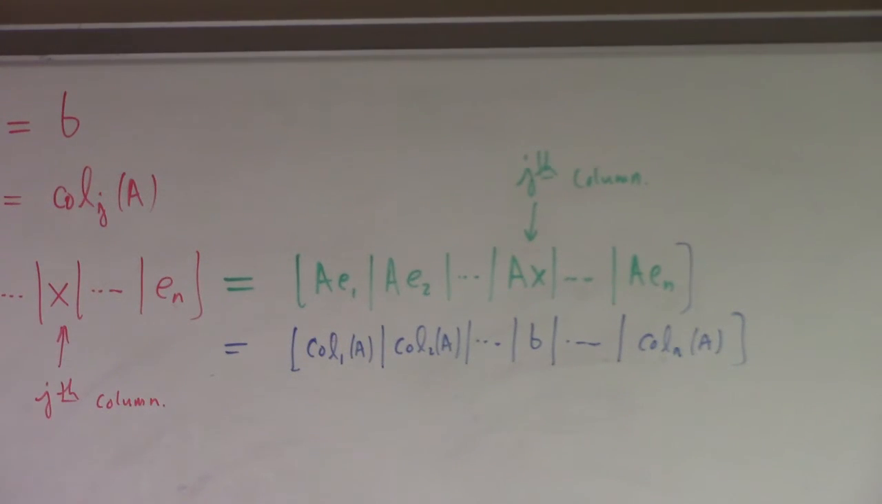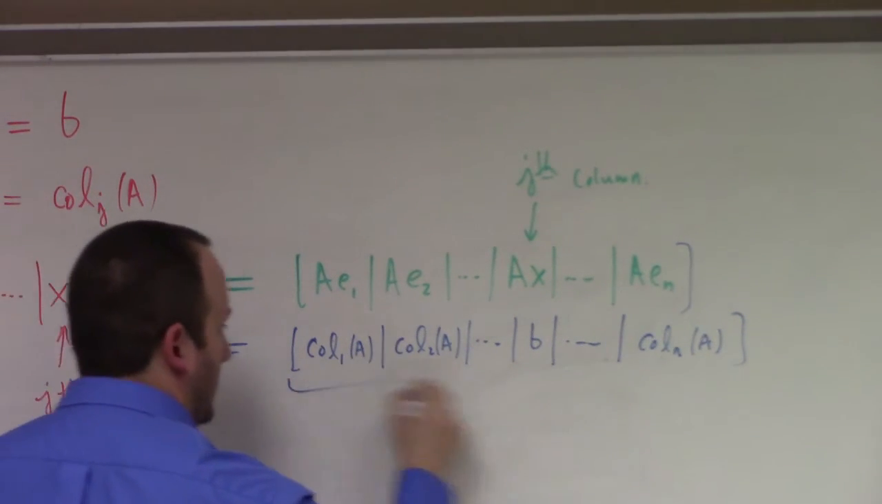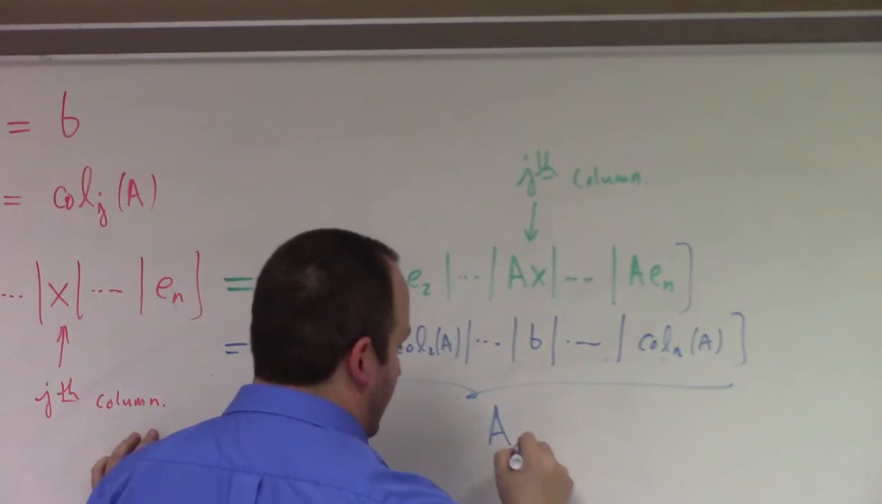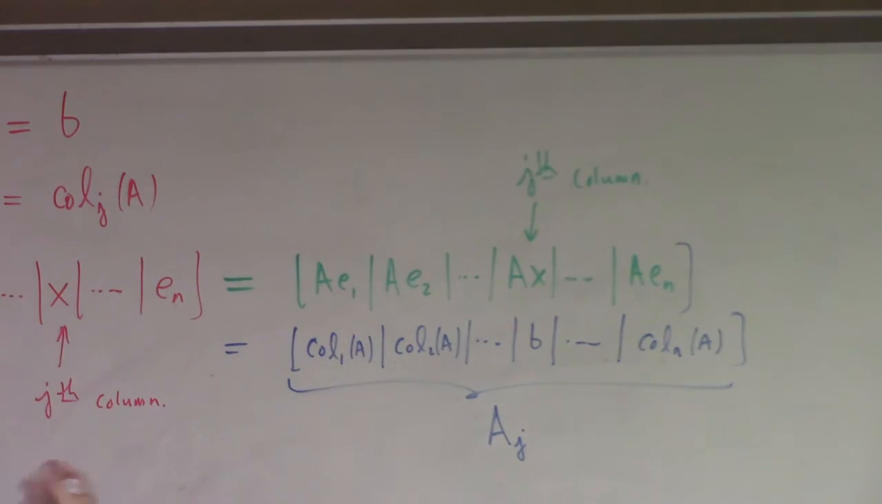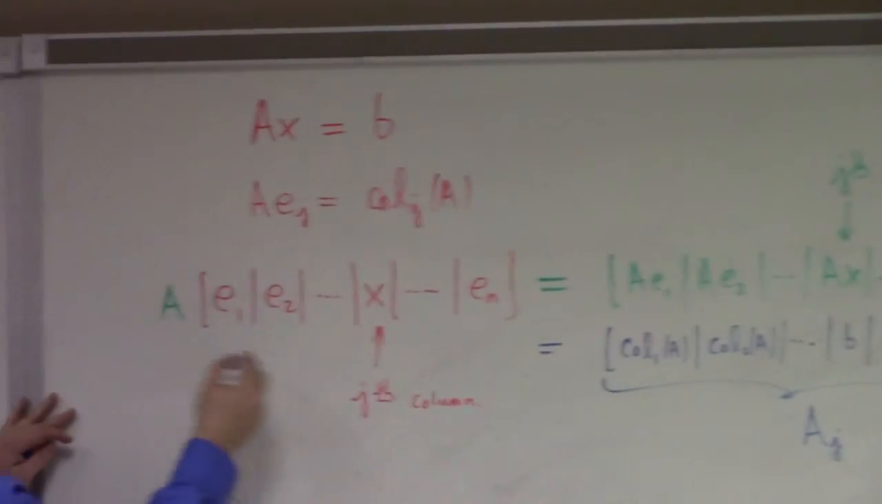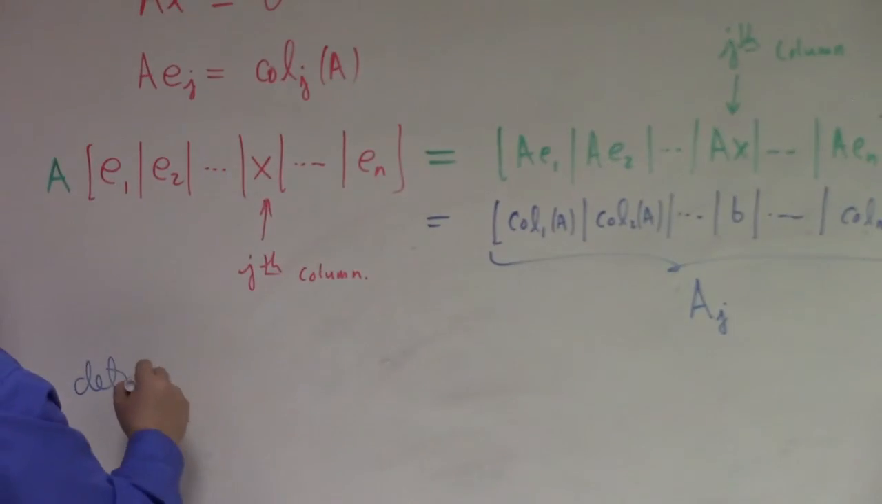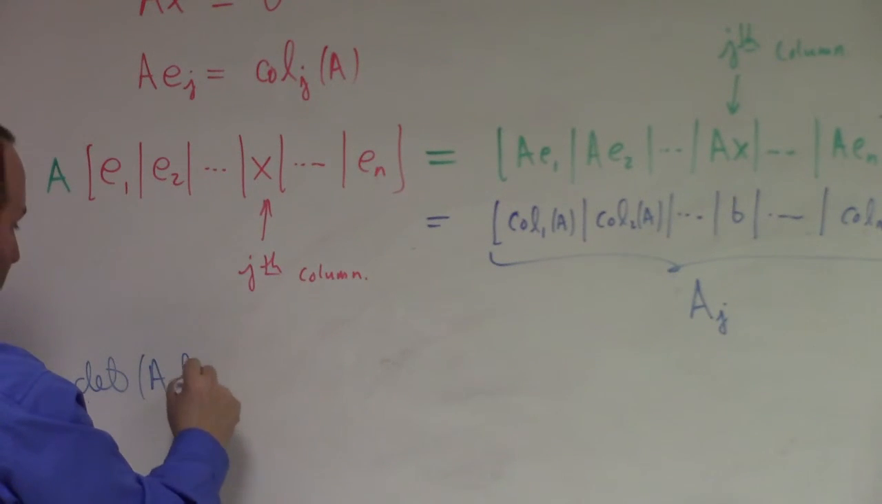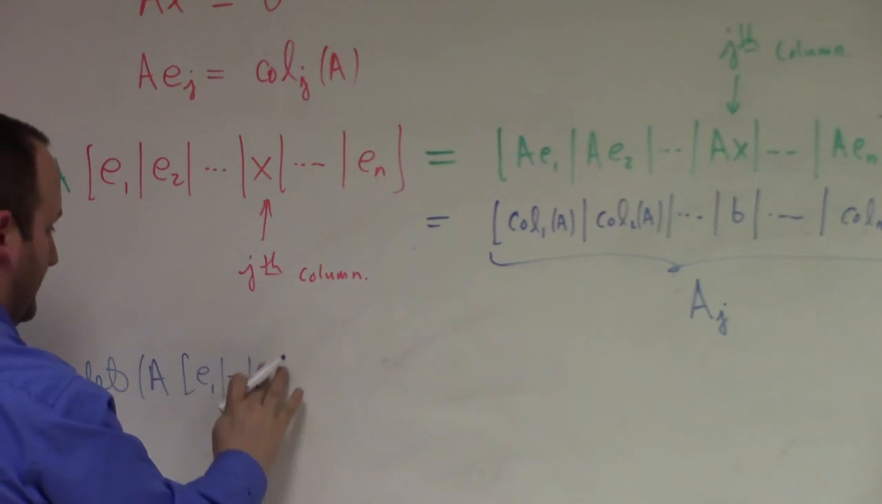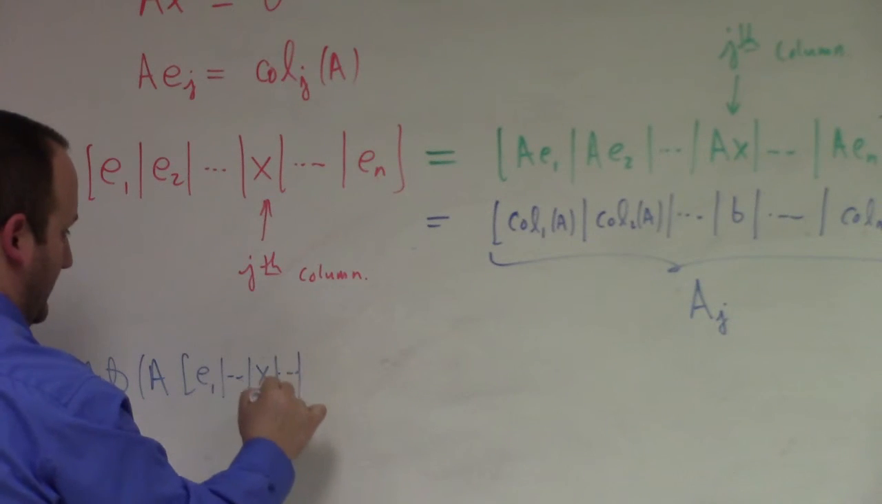If you call this thing, let's give it a name. Let's call this whole thing A sub j. What that means is you take the matrix A, you leave everything alone, but the jth column you swap out for the inhomogeneous term, the B. And then on the other side, it's equal to A times this matrix. What's the determinant? Well, fine, the determinant of A times E1, dot dot dot, X, dot dot dot, En.